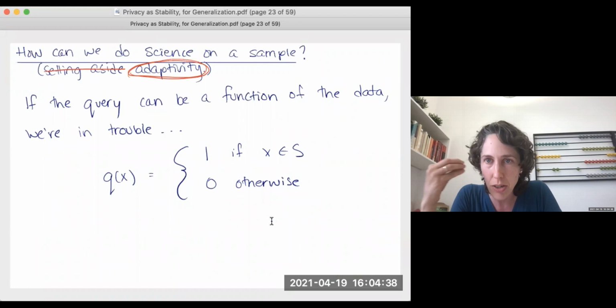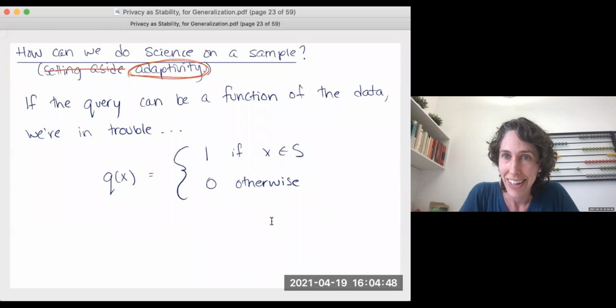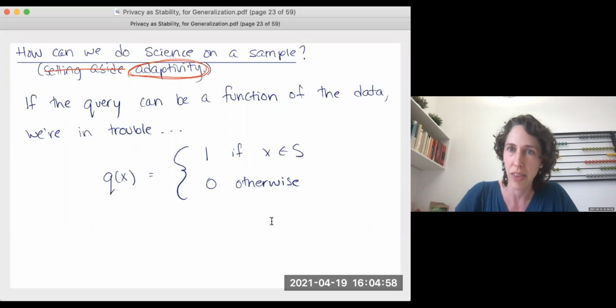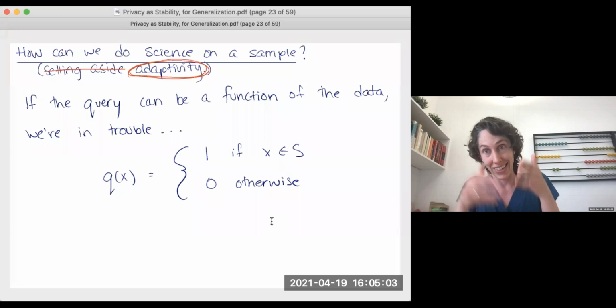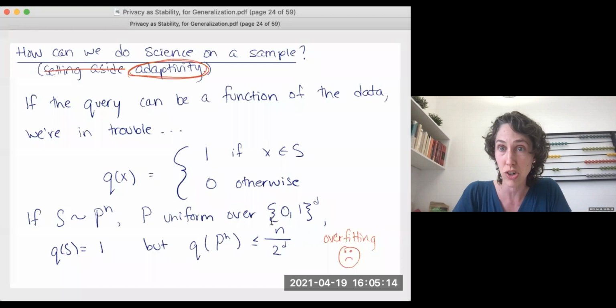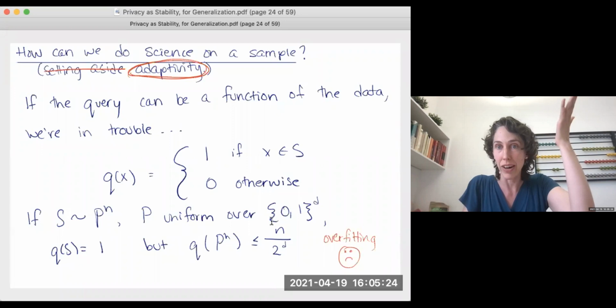So I'm going to give you increasingly complicated examples to convince you that adaptivity is a real problem. First, if the query that gets asked can be a function of your data sample, then we're in serious trouble, because I can pick a query that is built to be very different on the sample than on the underlying distribution. For example, I can pick the query that every time it gets a data point that's in your sample says one, and every time it gets a data point that's not in your sample says zero. What does that query do on your data sample? Well, it returns the answer of one. What does it do on the underlying distribution? Assuming a rich enough space of data points, it says something pretty close to zero. So if I can pick the query adversarially, obviously I can pick a query where the science on the sample thing doesn't work out for me.